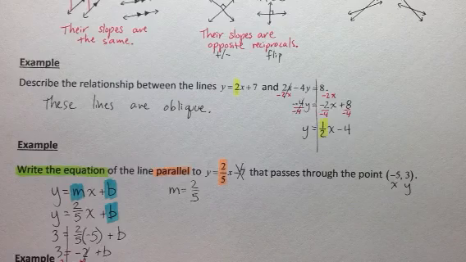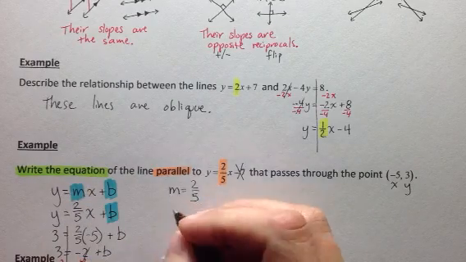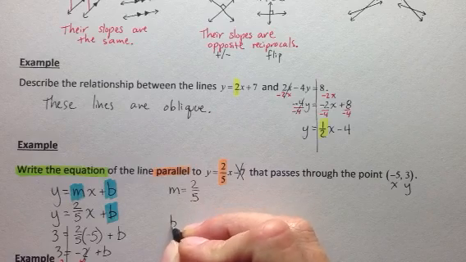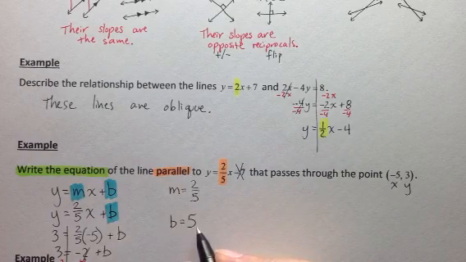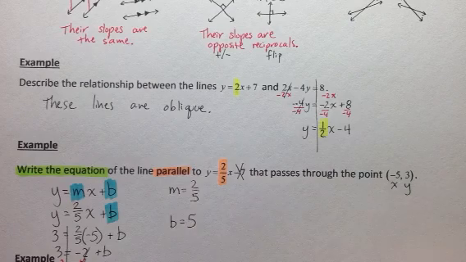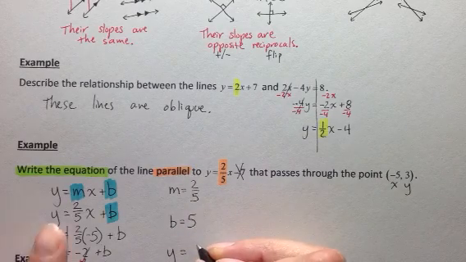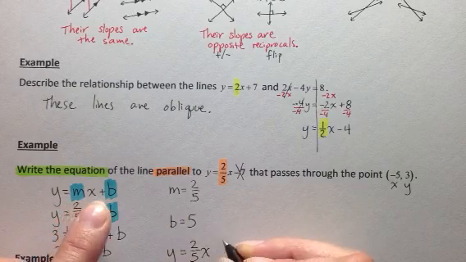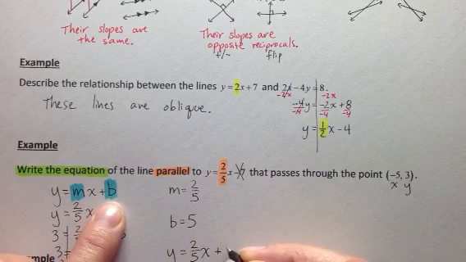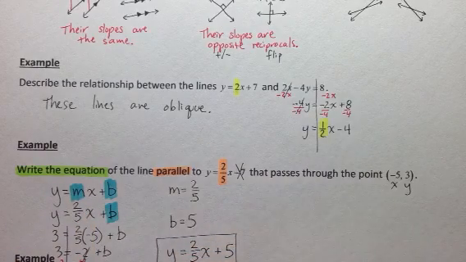Alright, but again, I'm not done yet because they asked me to write the equation. But I have my m, my slope is 2/5, and I have my b, my y-intercept is 5. So I'm going to write out my equation. y equals, my slope was 2/5 x plus my y-intercept is 5.